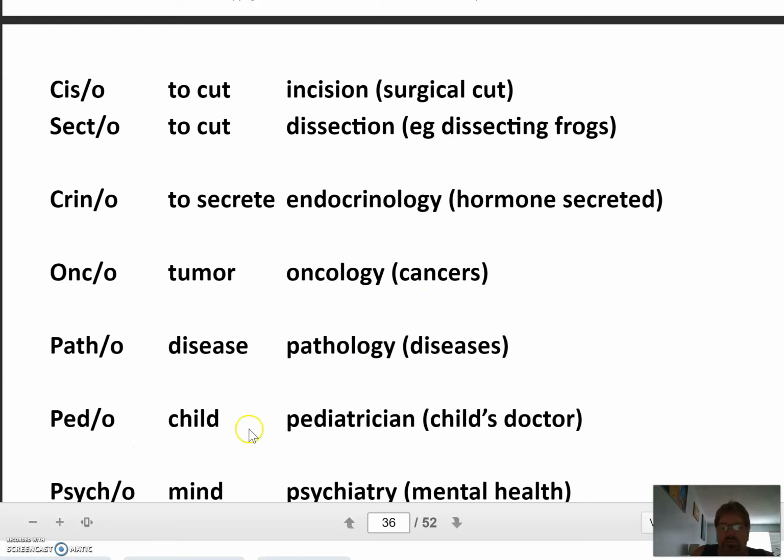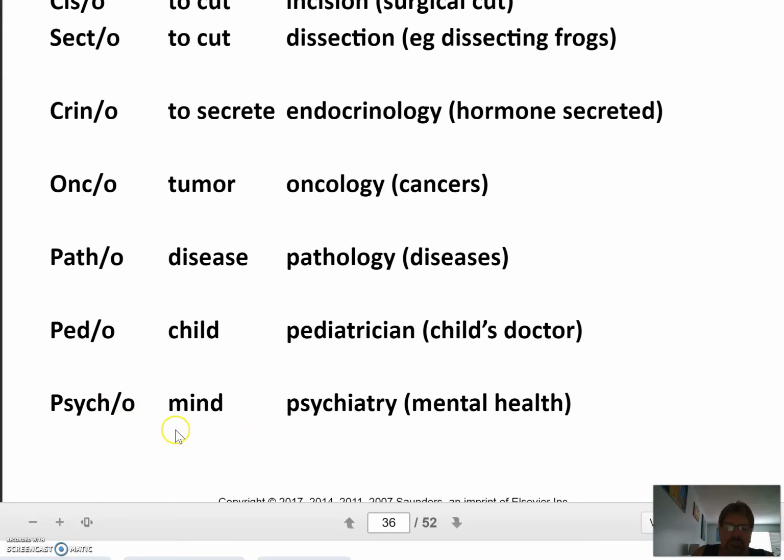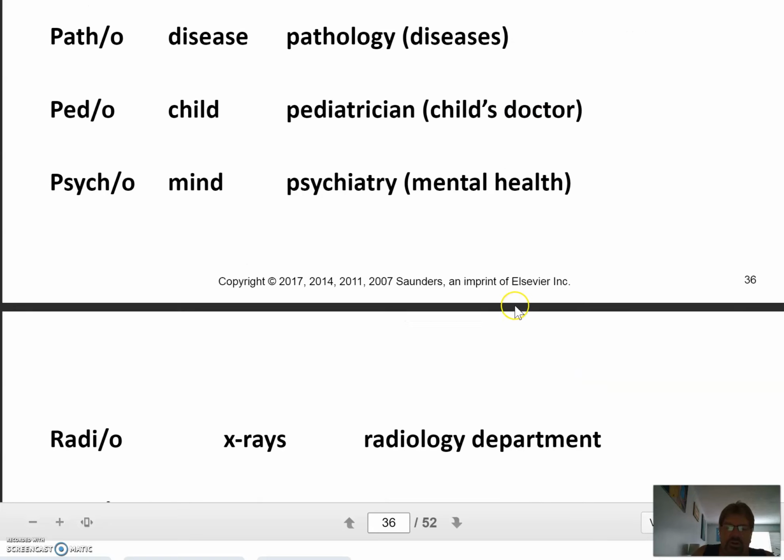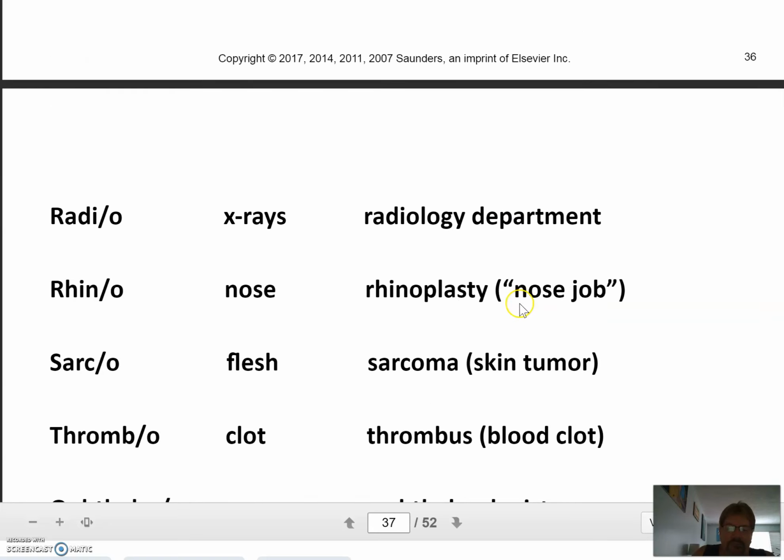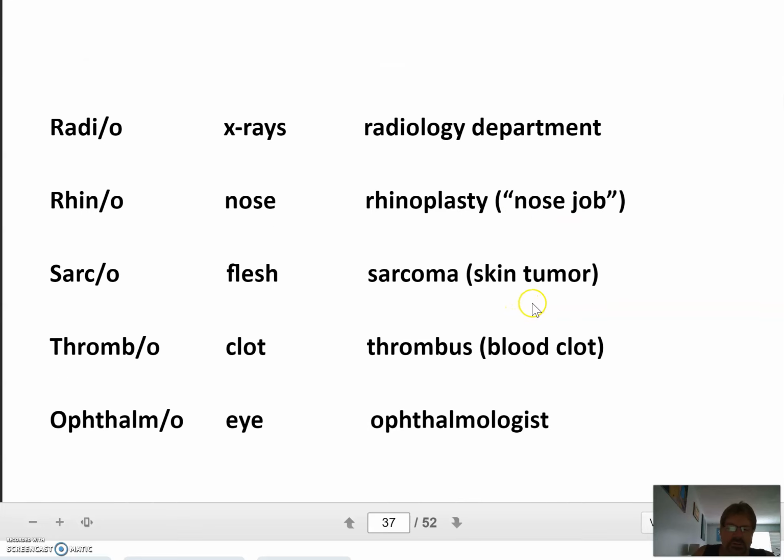Pedo means child. Pediatrician is a doctor who specializes in kids. Psycho means mind. Psychiatry, the medical specialty that deals with mental health and personality issues and things. About to run out of time. Radio means x-ray. Why? Because it was originally called radiology.